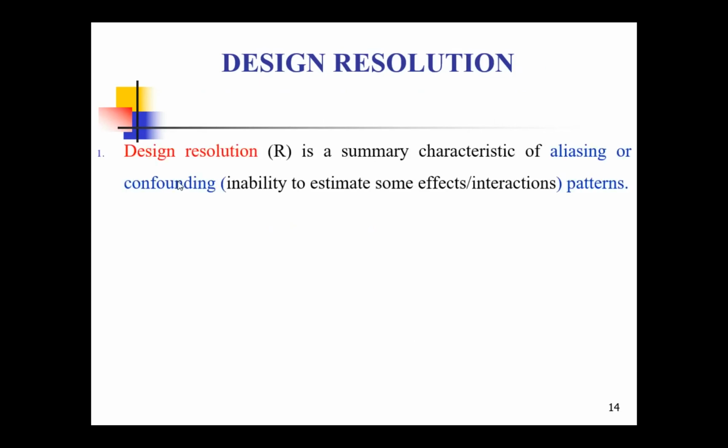So design resolutions. It is the summary characteristic of aliasing or confounding. Confounding is nothing but the inability to estimate some effects or interactions. If it is aliasing or confounding, some effects will not be estimated because of this inability. For designed experiments, we have up to 10 resolution levels. But normally we are interested only in resolution 3, 4 and 5. In the previous table also we have seen 3, 4, 5. So what is meant by resolution 3? What is meant by resolution 4? What is meant by resolution 5? That we are going to look into now.